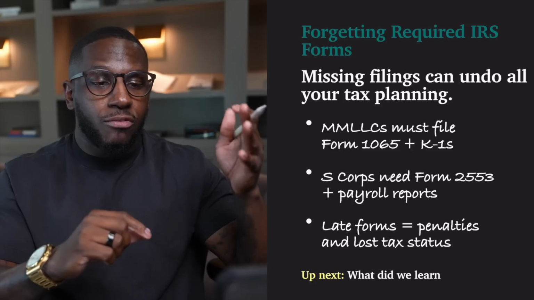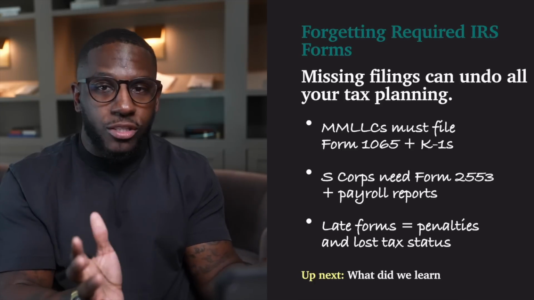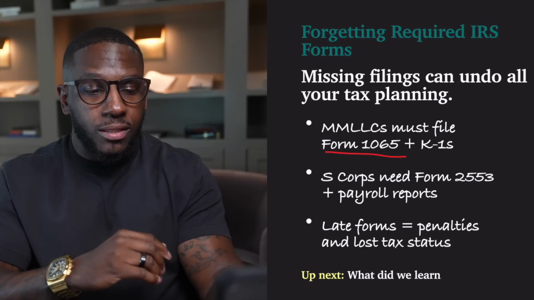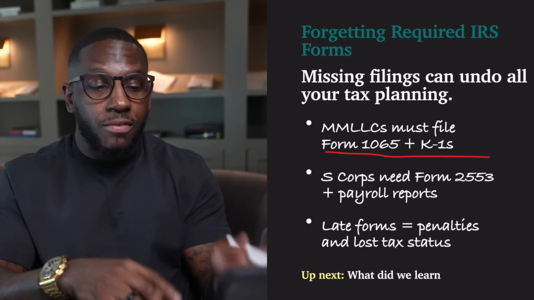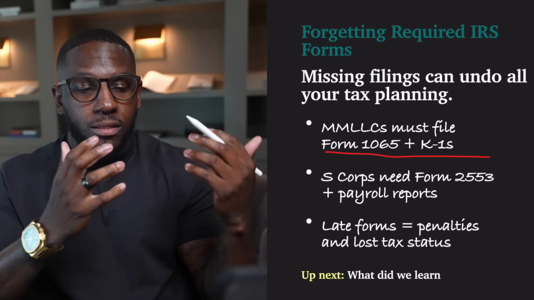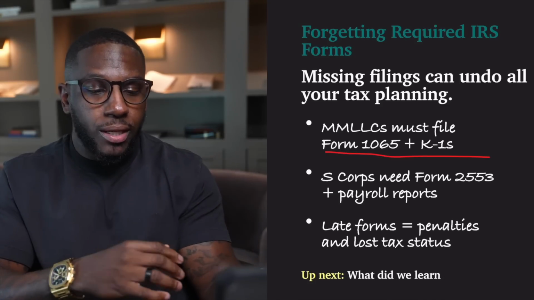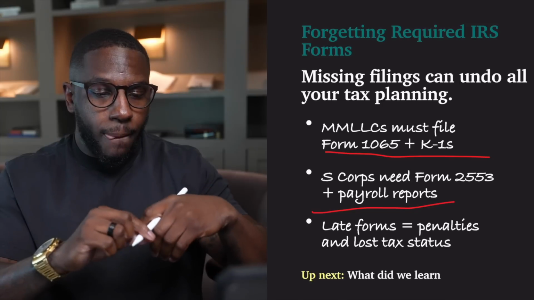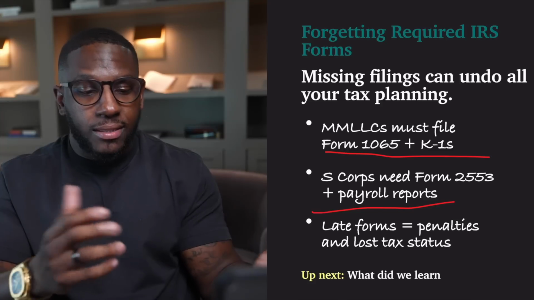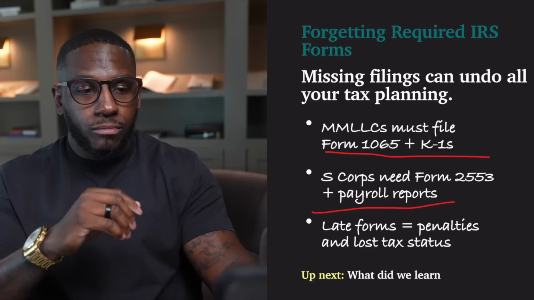Okay. Mistake number five is forgetting required IRS forms. So missing filings can undo all your tax planning. So here are the things you must file. Multi-member LLCs must file a Form 1065 plus a K1. S-Corps need to file Form 2553 plus payroll reports. Late forms equals penalties and loss of tax status in some cases.